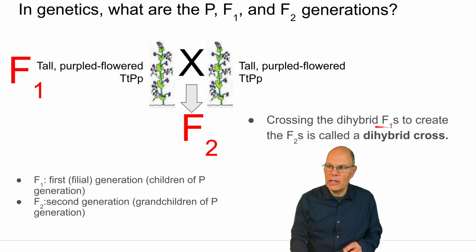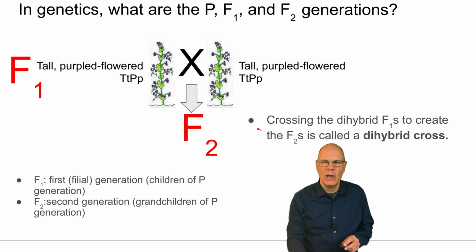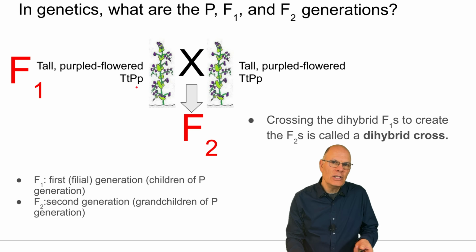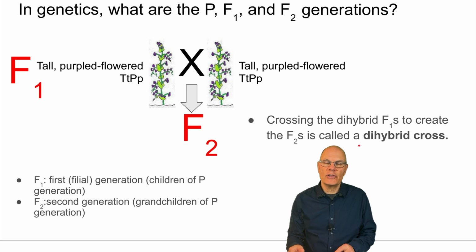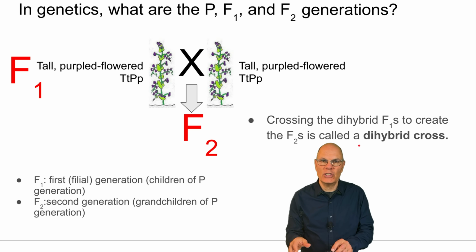And crossing the dihybrid F1s. Why are they dihybrid? Because they're double heterozygotes. They're hybrid, they're mixed for 2 characteristics. That's called a dihybrid cross. We're going to take that apart in just a moment.